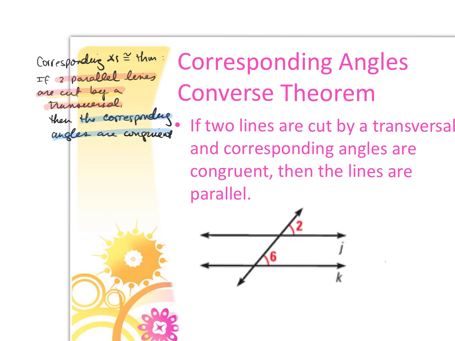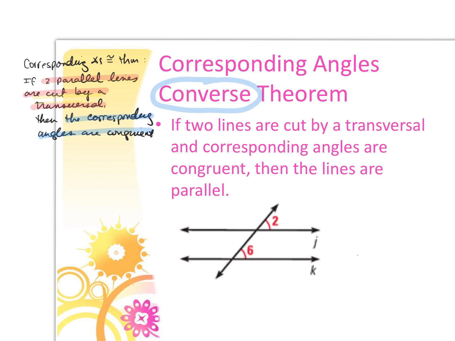So this is a traditional conditional statement. It's an if-then statement, and if one thing happens, then the conclusion is the other, okay? So again, the given is the if part. If two parallel lines are cut by a transversal, then you can conclude that the corresponding angles must be congruent or are congruent. The corresponding angles converse theorem reverses those, okay?